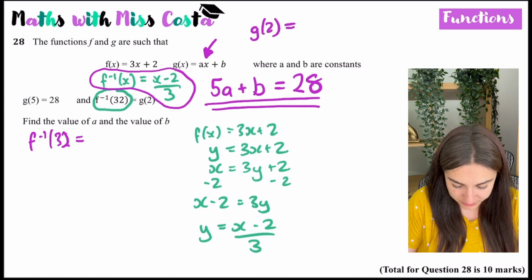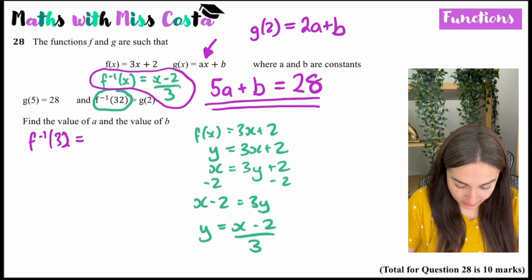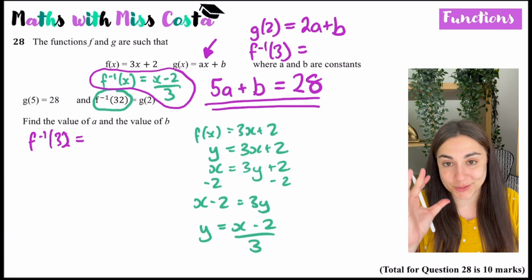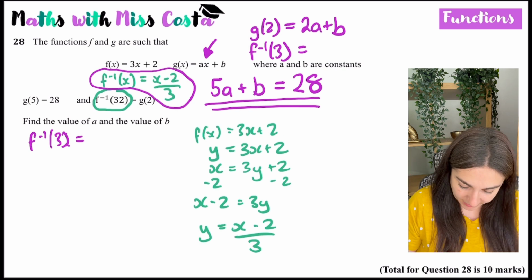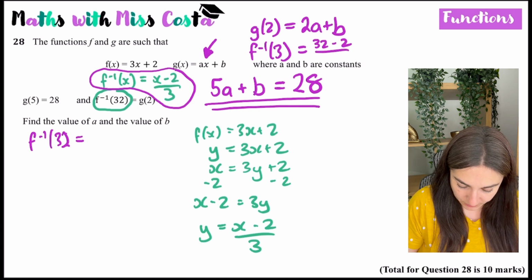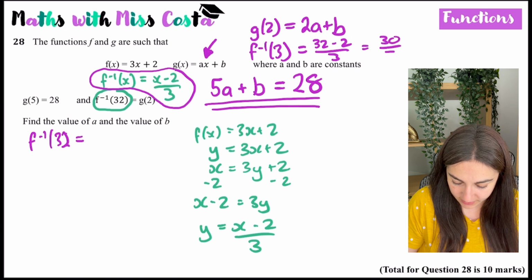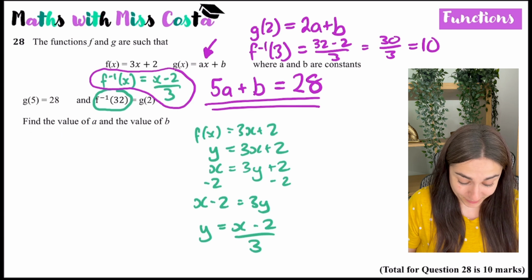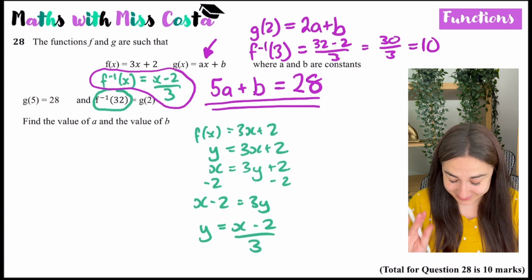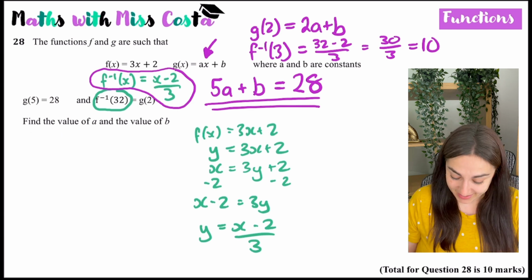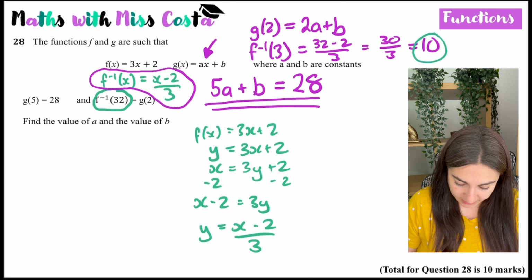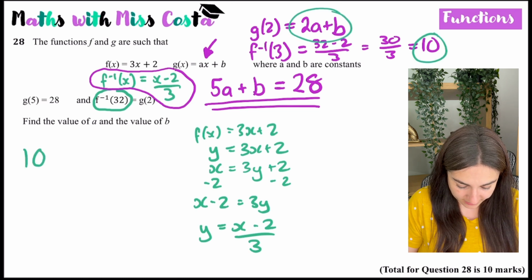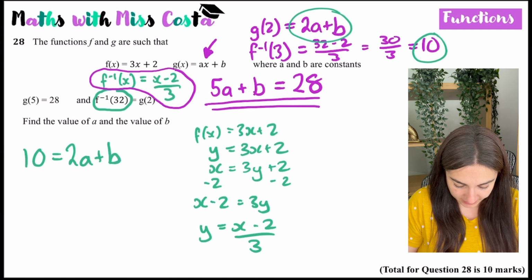So what's g of 2? g of 2 is when x is 2, so 2a plus b. And then for f minus 1 of 32, I substitute 32 into x. So that would be 32 take 2 over 3, which is 30 over 3, which is 10. So 10 must equal 2a plus b.